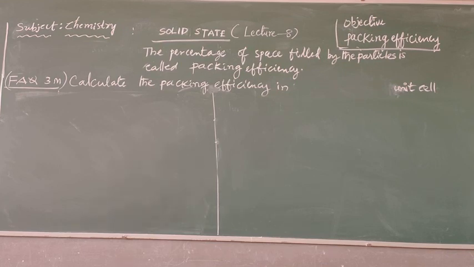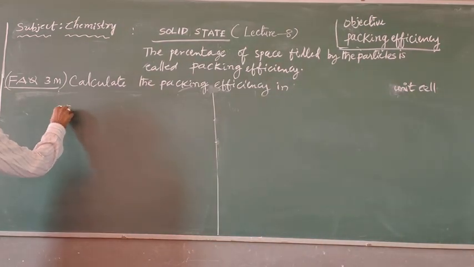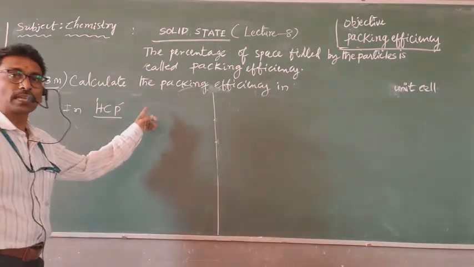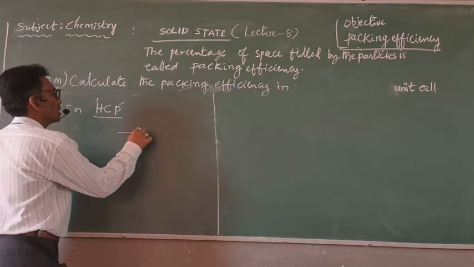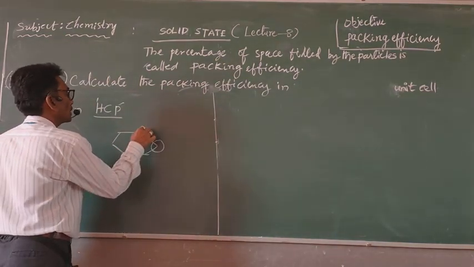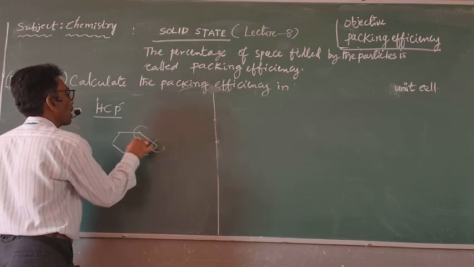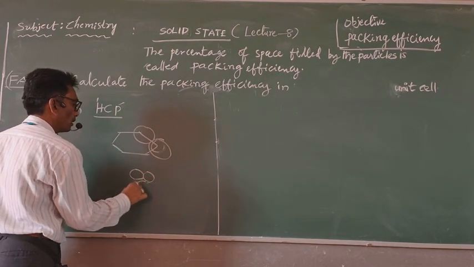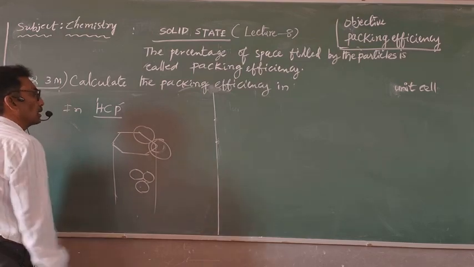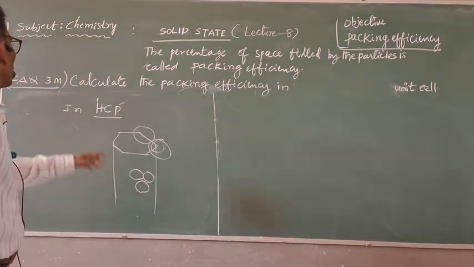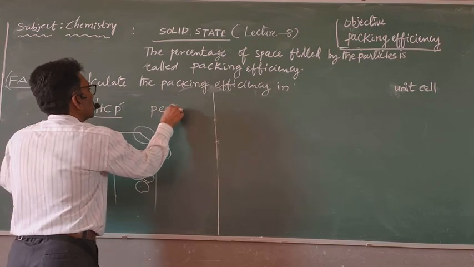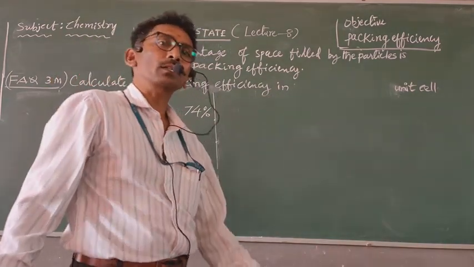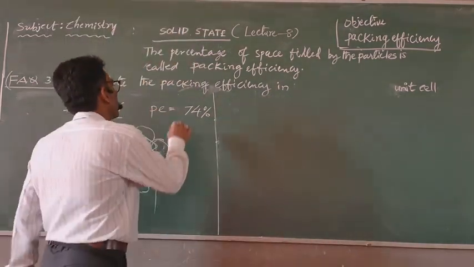In HCP, the arrangement is quite different. In the hexagonal close packing unit cell, the arrangement of particles is entirely different. Why? Because the particles are arranged in a hexagon like this. Then in the middle, a triangular void is formed, and the calculation is entirely different. Finally, in HCP, packing efficiency is also 74%, but not as calculated in FCC or CCP. Calculation is different, but the final answer is the same.